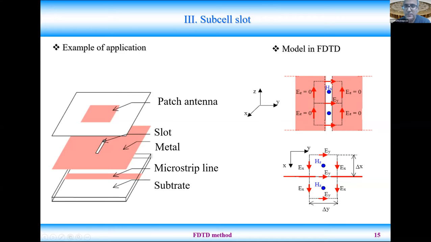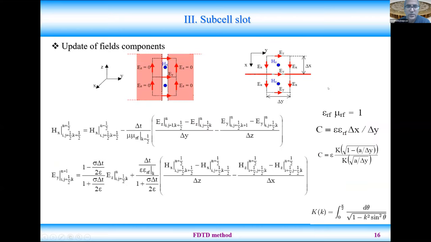For EY, this EY and this EY will not have a problem, because they're going to use this HX, and the correction due to the slot will already be included. We have to modify EY too. So we have also to modify EY.